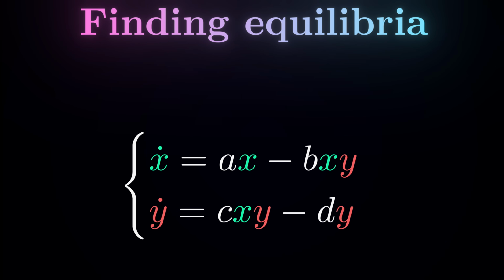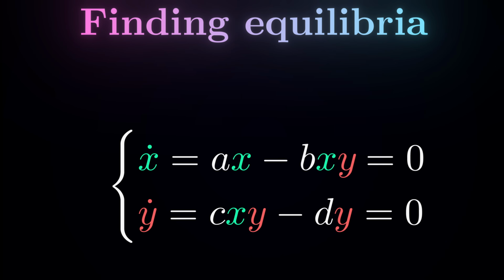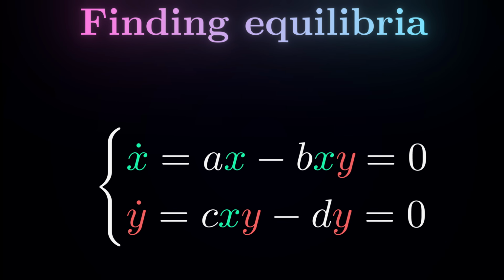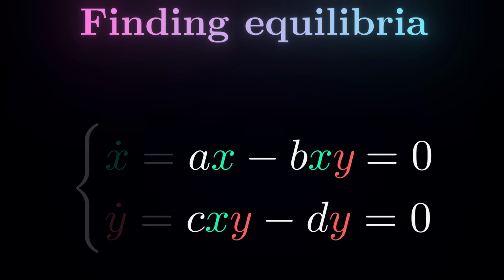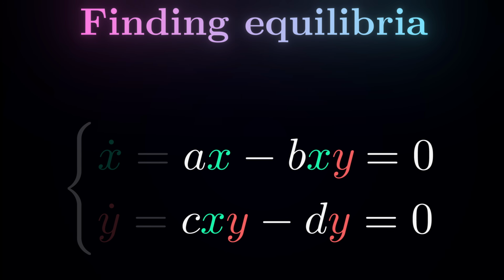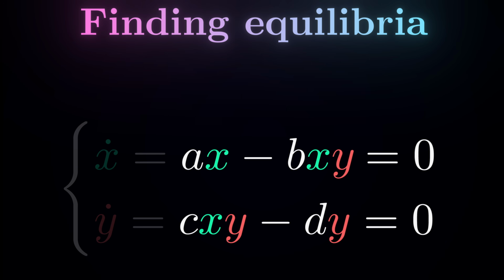Equilibrium points can be found by setting the right-hand side of our equations to 0, turning differential equations into a system of familiar algebraic equations with two unknowns that are numbers instead of functions.